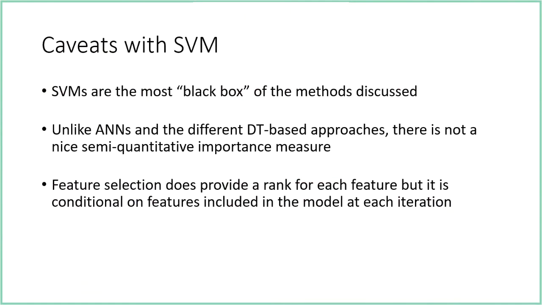Okay, and just to tie it all together, these are the most black box methods that we've discussed, and unlike the other approaches that we've talked about, that importance measure is not all that quantitative. It's just a rank of when you were removed from the model. So again, the fact that it's doing this iterative removal of features, it's conditional on the features that are in the model at the time. So it has lots of issues.